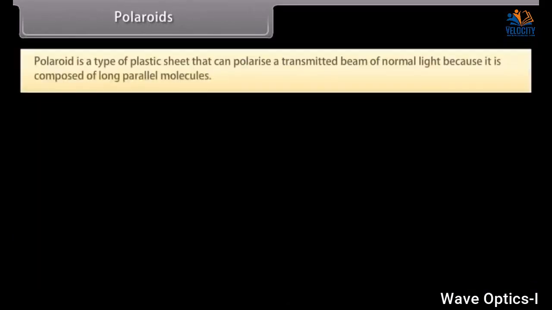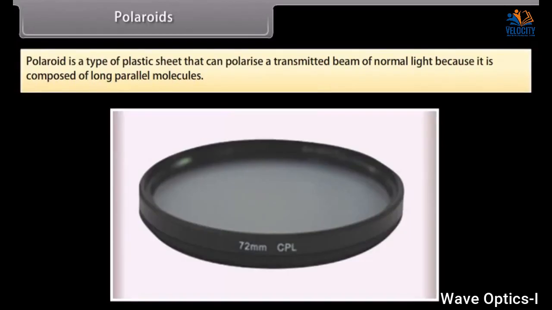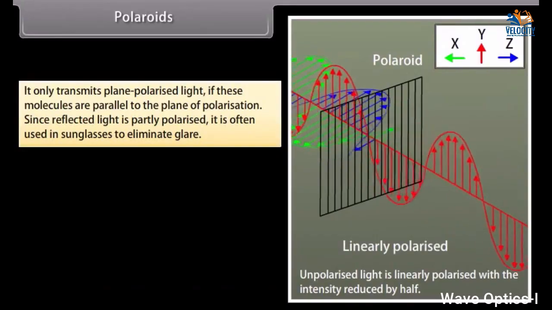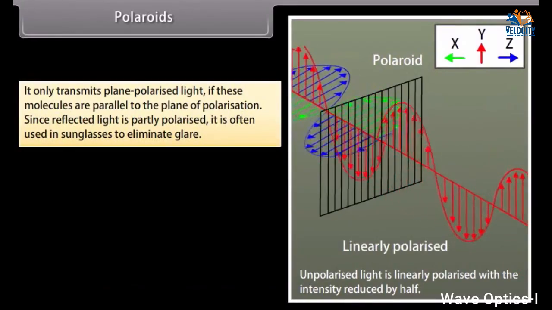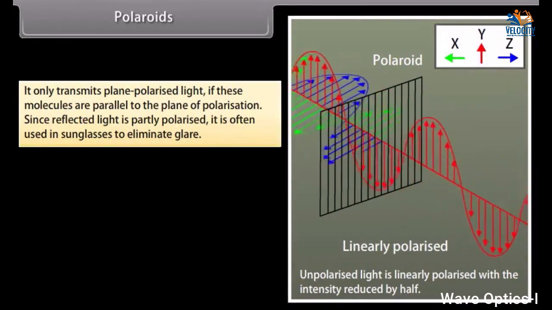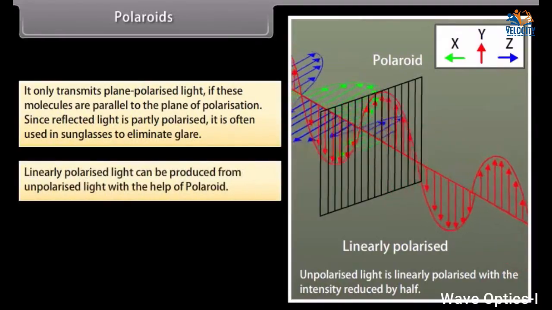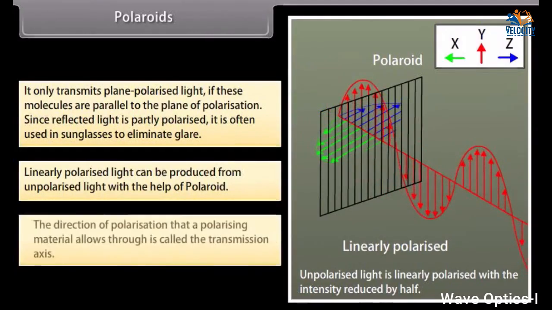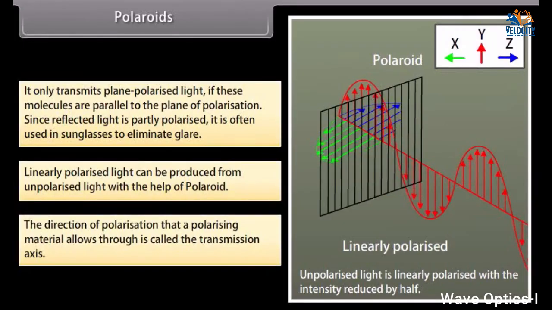Polaroids. Polaroid is a type of plastic sheet that can polarize a transmitted beam of normal light because it is composed of long parallel molecules. It only transmits plane polarized light if these molecules are parallel to the plane of polarization. Since reflected light is partly polarized, it is often used in sunglasses to eliminate glare. Linearly polarized light can be produced from unpolarized light with the help of a Polaroid. The direction of polarization that a polarizing material allows through is called the transmission axis.